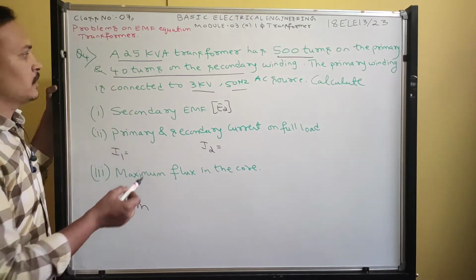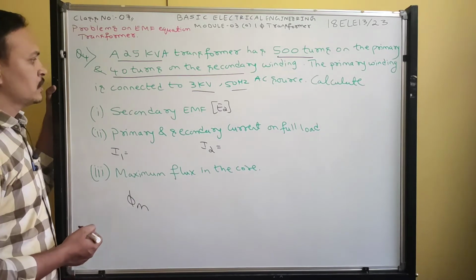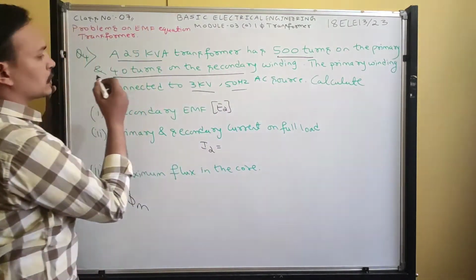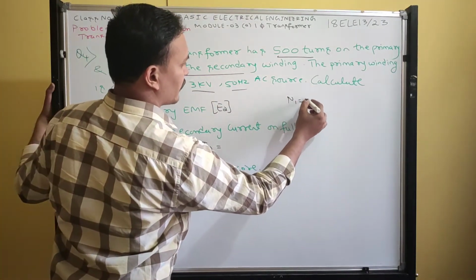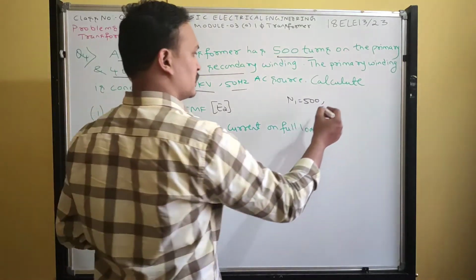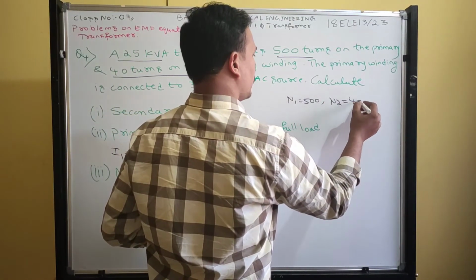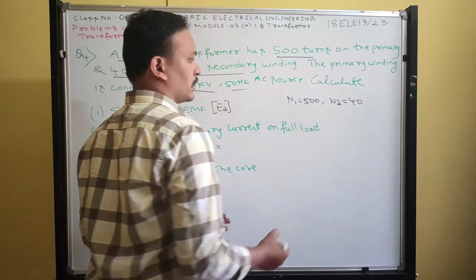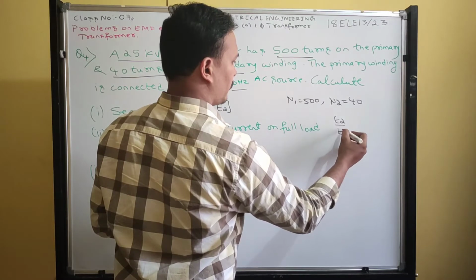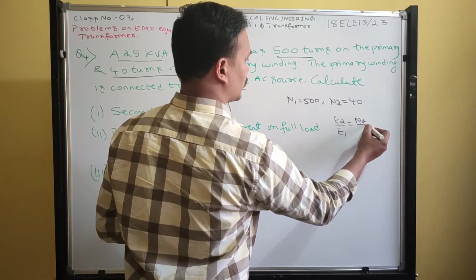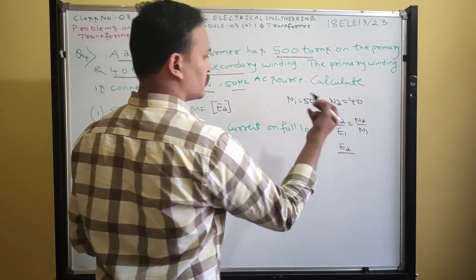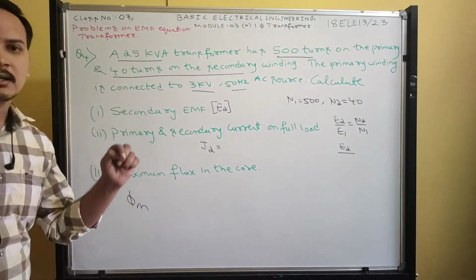So it is similar to question number 3. See how to solve E2. They have given N1 and N2. N1 is 500, primary turns 500. What about secondary turns? 40. N2 is 40. So from this you can use the ratio formula. E2 by E1 is equal to N2 by N1. So substitute the values, and from this you can calculate secondary EMF.